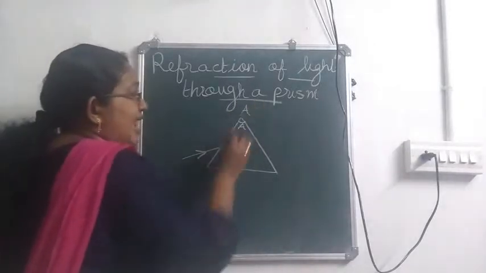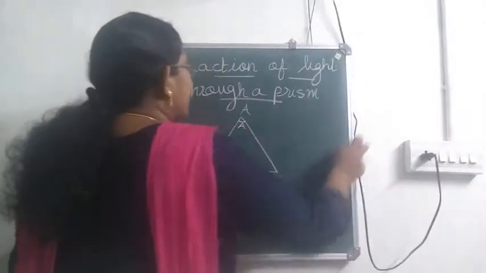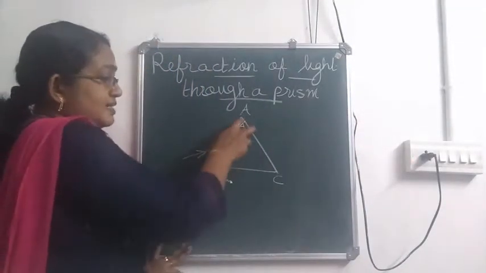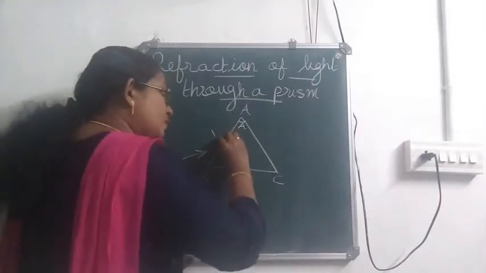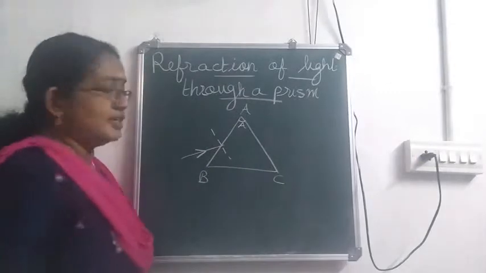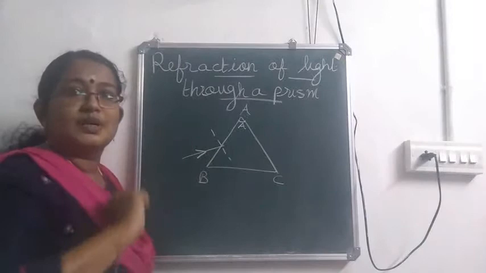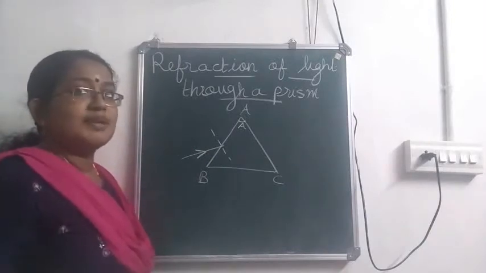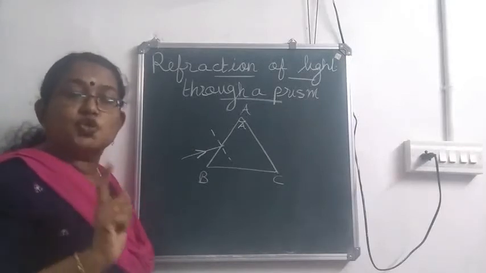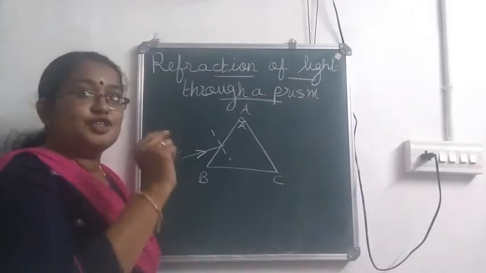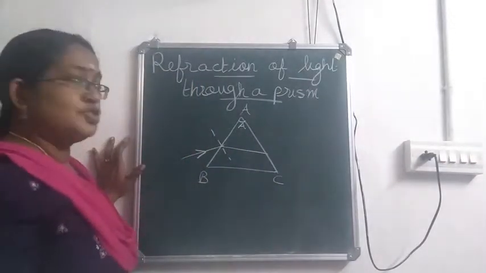Let me name this as A, B, C. Okay. Now, this ray of light hits on the surface AB. So, this is our incident ray. Now, I am going to draw the normal. This is the normal. And this ray is moving from a rarer medium to a denser medium. So, when it moves from rarer to denser, what happens? Refraction takes place and it bends towards the normal, isn't it? Rarer to denser means it bends towards the normal. So, it bends towards the normal.